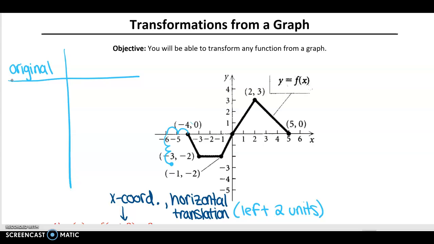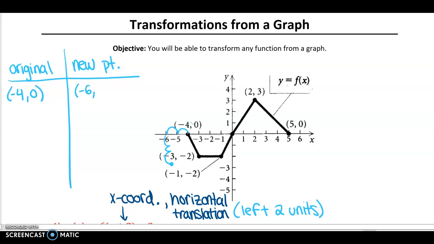And then I'm going to write the new point, the transform point, whatever you want to call it. So the original point was -4, 0. Then it moved to the left 2 units. So the new x coordinate now is at -6. So the left only affects the x.